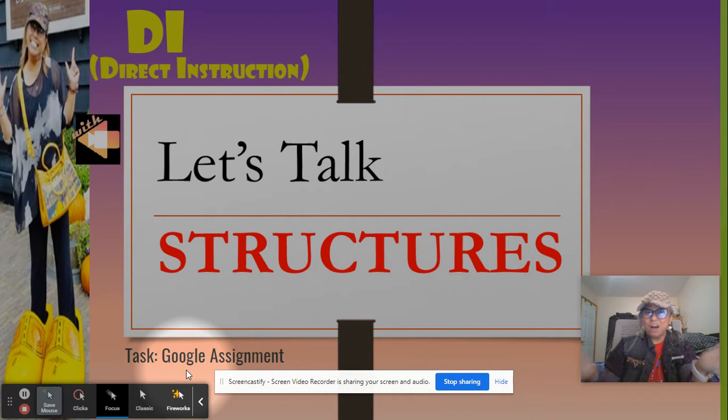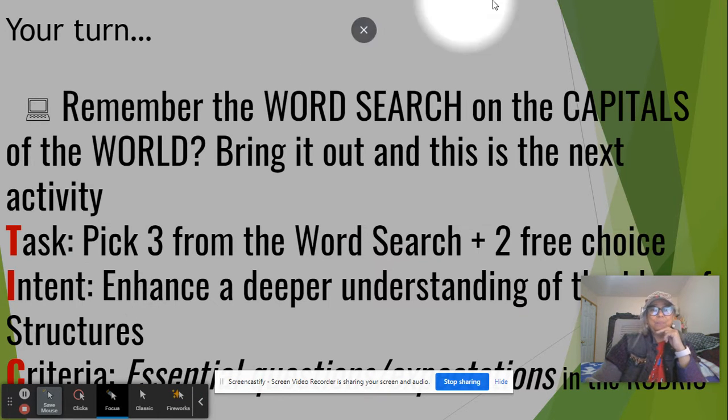Let's still talk about structures, but this time it's on our Google assignment. So, remember the word search on the capitals of the world? I want you to bring it out, and this is the next activity.